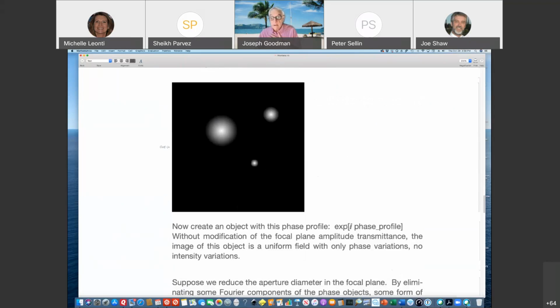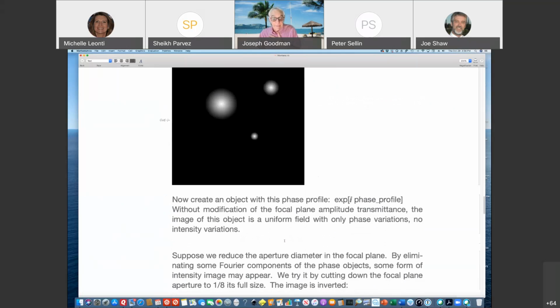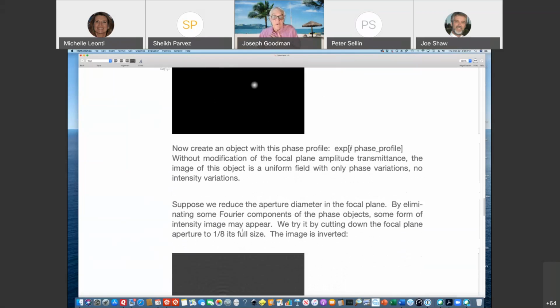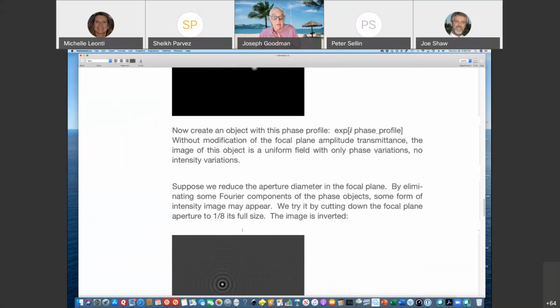So we create a phase object by taking the exponential of i times the phase profile we've defined. And if we don't modify the focal plane amplitude distribution, then the image of this object, since it's only phase variations, will have no intensity variations. So we won't be able to see the phase objects. So now we're going to try several methods to view the phase.